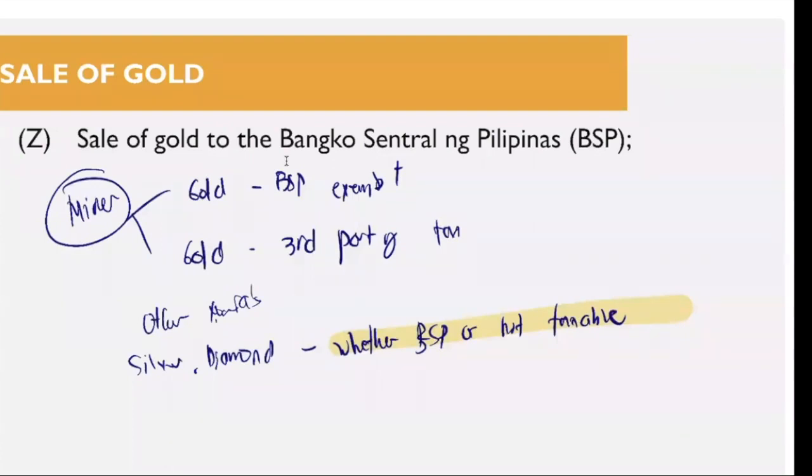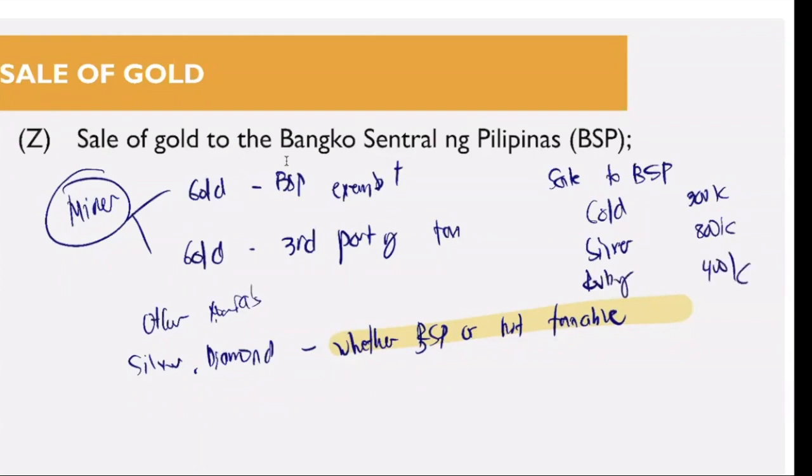So for example, sale to BSP. Gold, the selling price is 300,000. Silver, the selling price is 800,000. Ruby, the selling price is 400,000. Sale of gold to BSP. So the gold is exempt, silver taxable, ruby taxable.